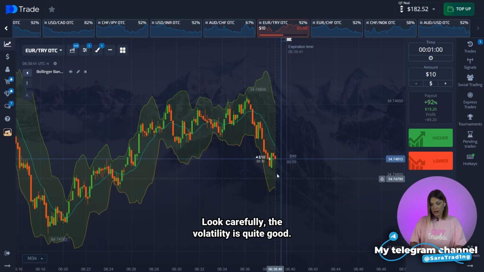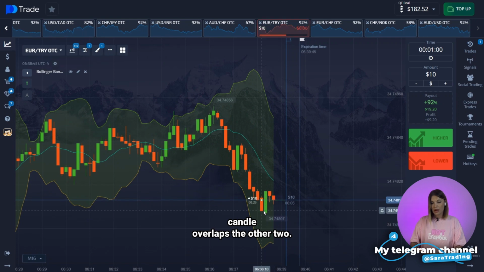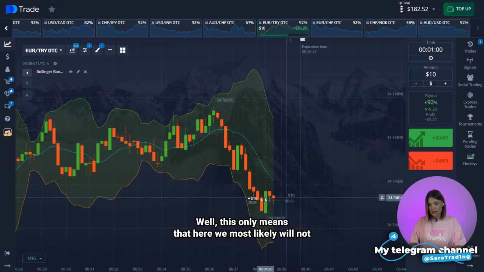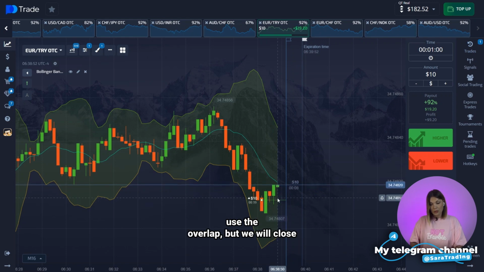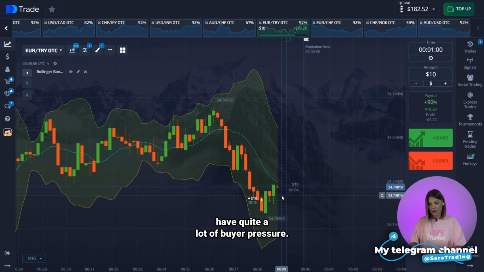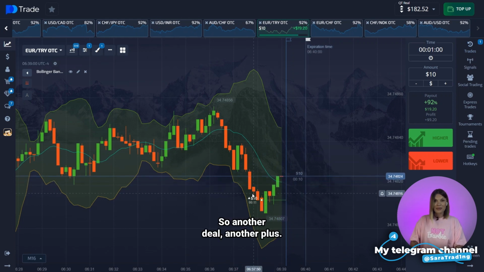Look carefully, the volatility is quite good. In fact, we see that the green candle overlaps the other two. Well, this only means that here we most likely will not use the overlap, but we'll close in pure plus, because here we have quite a lot of buyer pressure. So another deal, another plus.